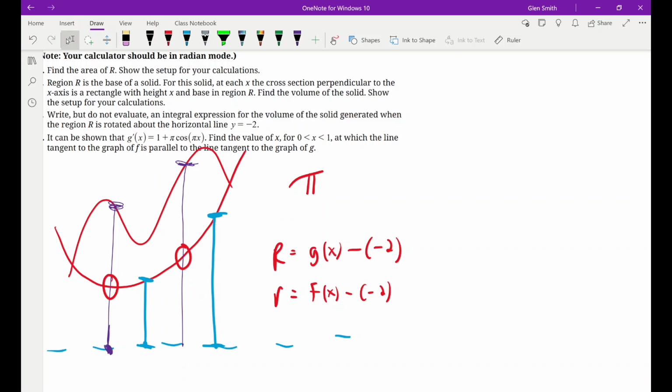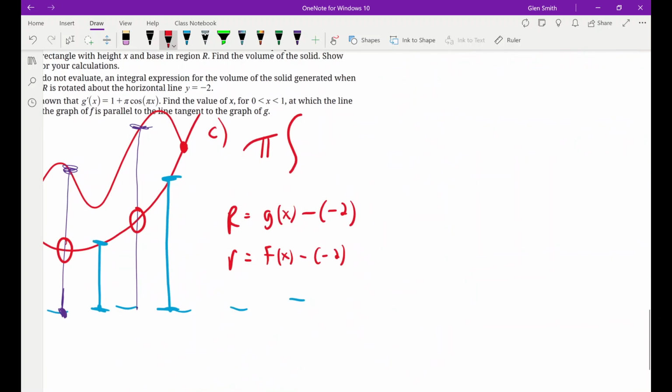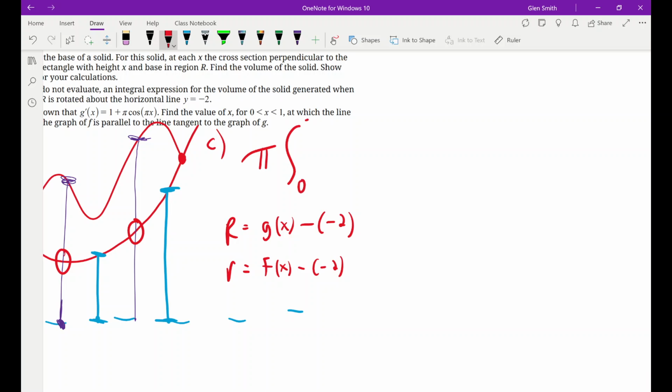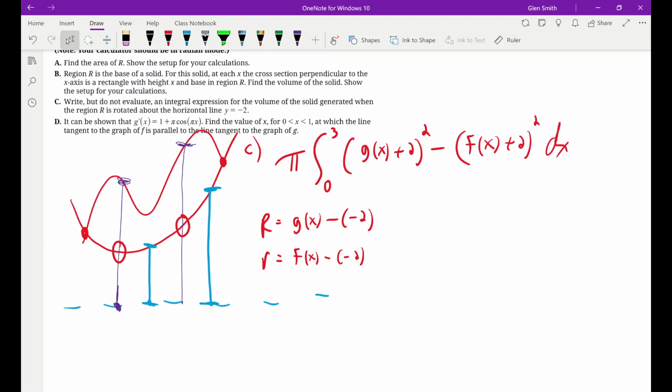So that means this integral for part C, what they want is pi times the integral from start to stop. It starts over here at 0, it ends over here at 3, and they gave me that on this graph here. From 0 to 3 of big R squared minus the inner circles, which is little r squared dx. And since they just want me to write that out and not solve it, that's it.